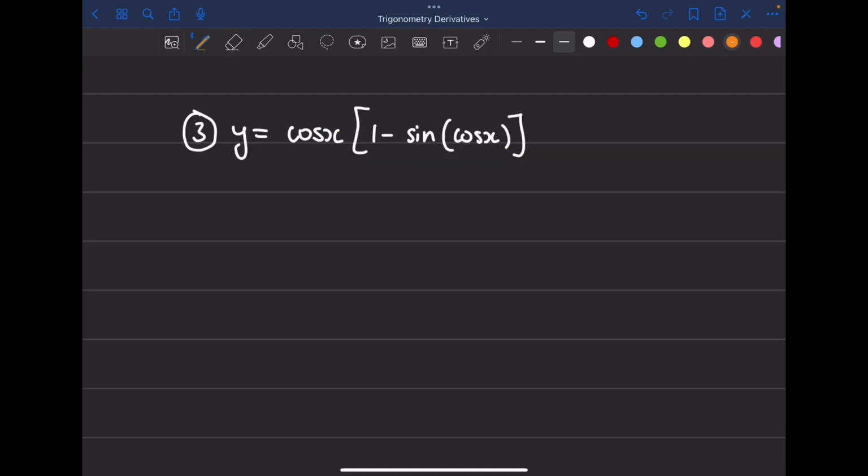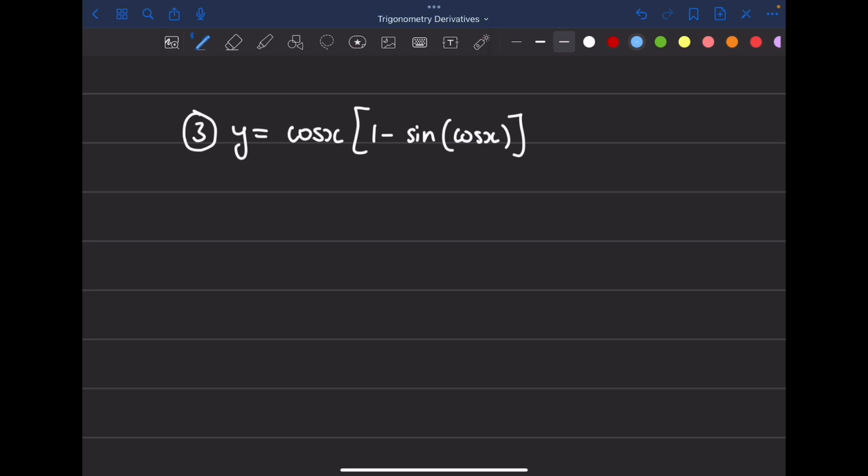Okay, question number 3, here we have y is equal to cosine of x multiplied by 1 minus sine of cosine x. So here we have two things. We have the product rule because we are multiplying two things, and we also have the chain rule because we have sine of cosine x. Okay, so let's try doing that.